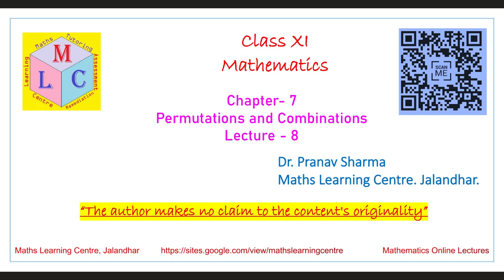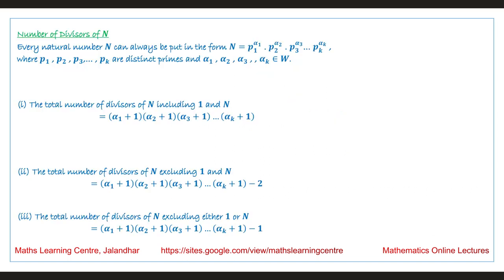We are going to start now lecture 8 of chapter 7, class 11th mathematics, permutations and combinations. The first topic we have is the number of divisors of a number n. We have to count this.